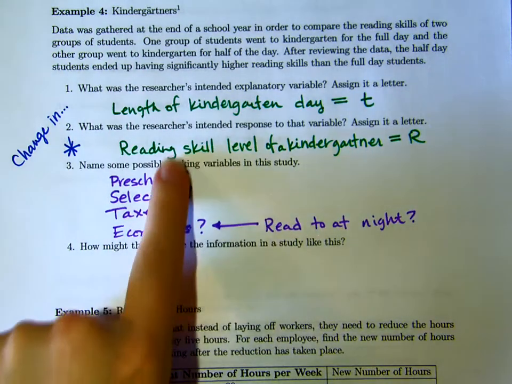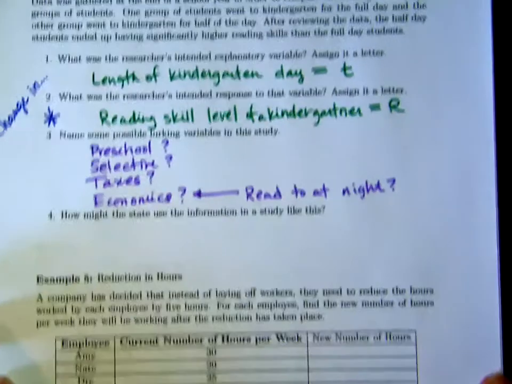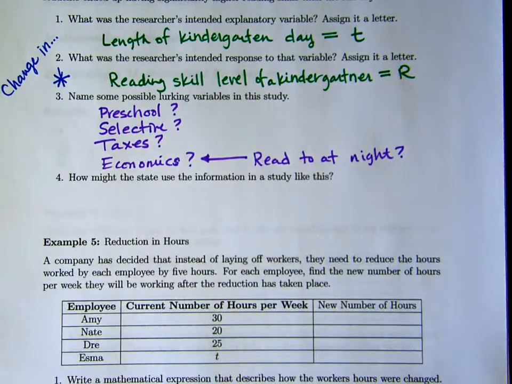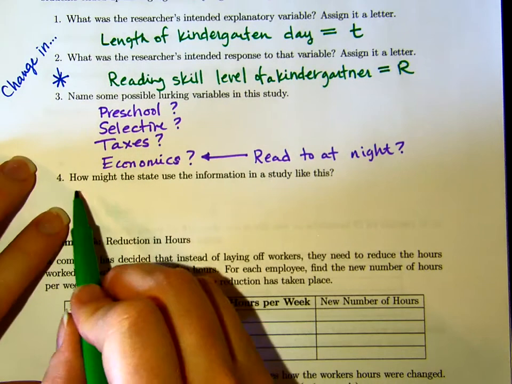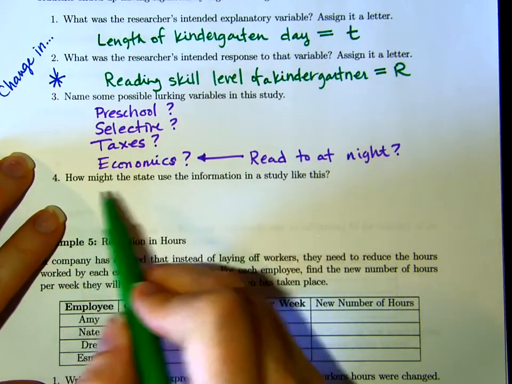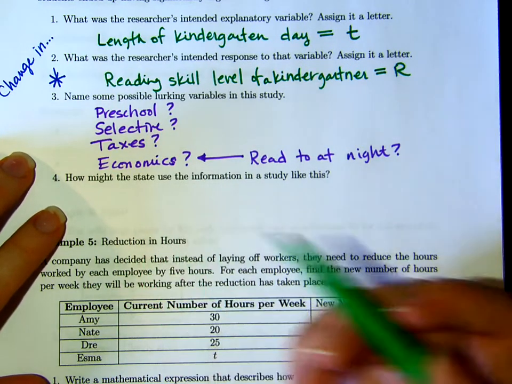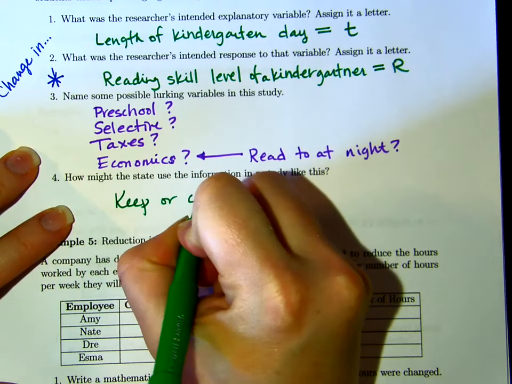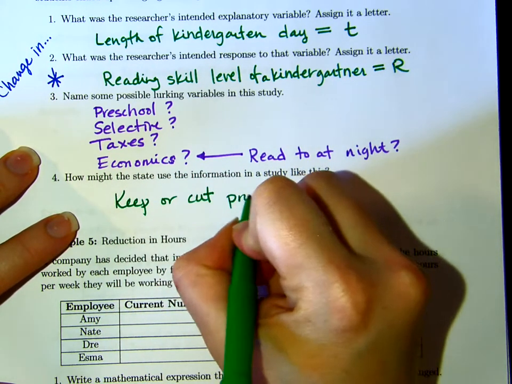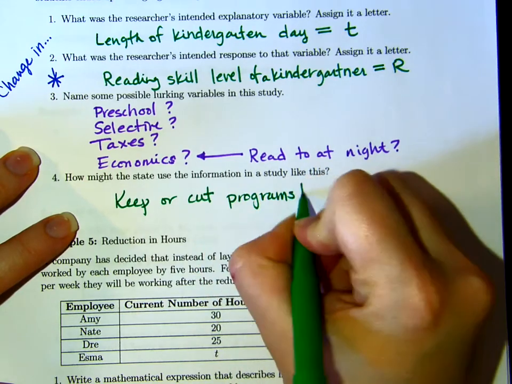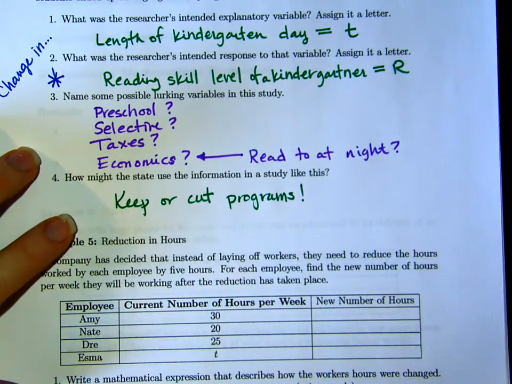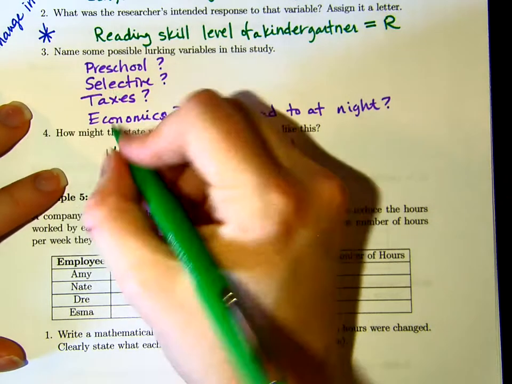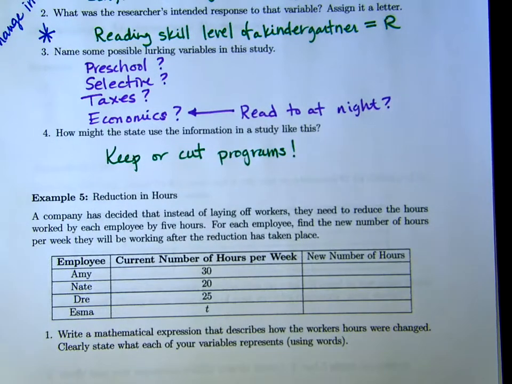And maybe even still, there would be these lurking variables. I'm not sure. It would be worth researching. Probably has been done. Anyway, how might the state use this information in a study like this? Keep or cut programs. Pretty important. Are we going to keep the full day kindergarten program, or are we going to cut it?